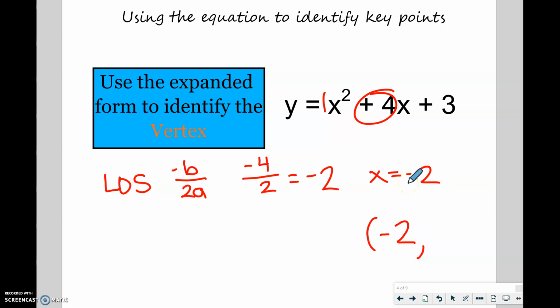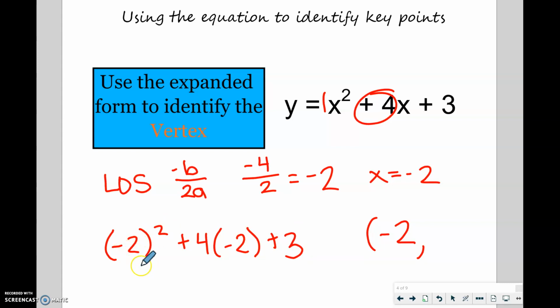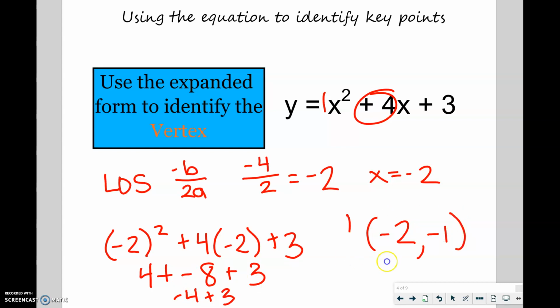Then I'm going to plug the negative 2 into the equation to get the y coordinate. So I'm replacing all of the x's with the negative 2. I would get negative 2 squared, which is 4. 4 times negative 2 is negative 8. Plus 3 is going to be negative 4 plus 3. I get a negative 1. So here's another point that I would graph. That would be the vertex of the parabola.